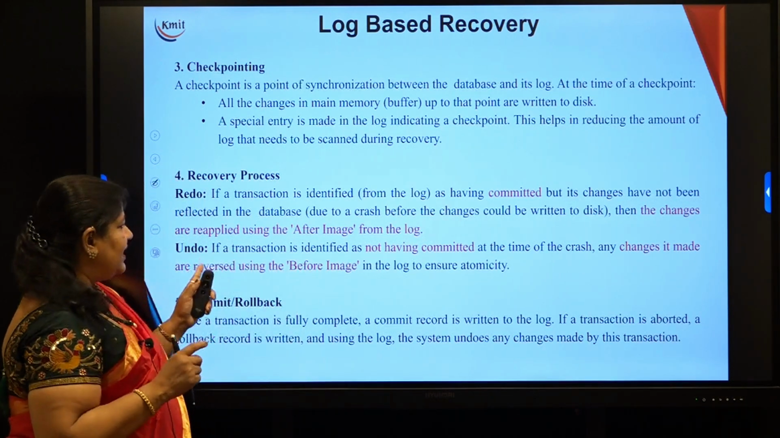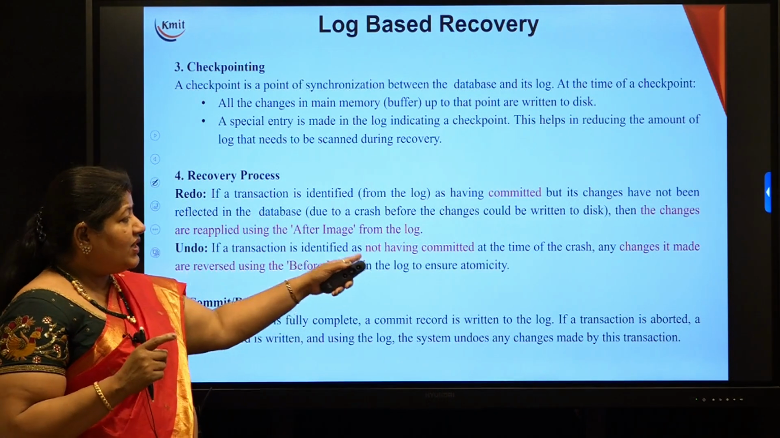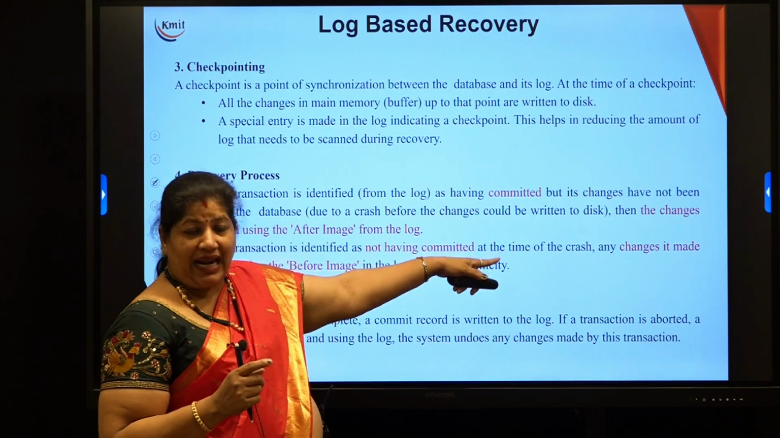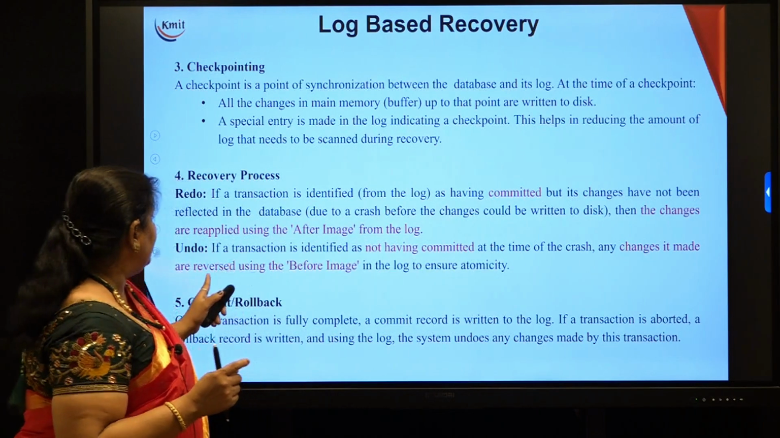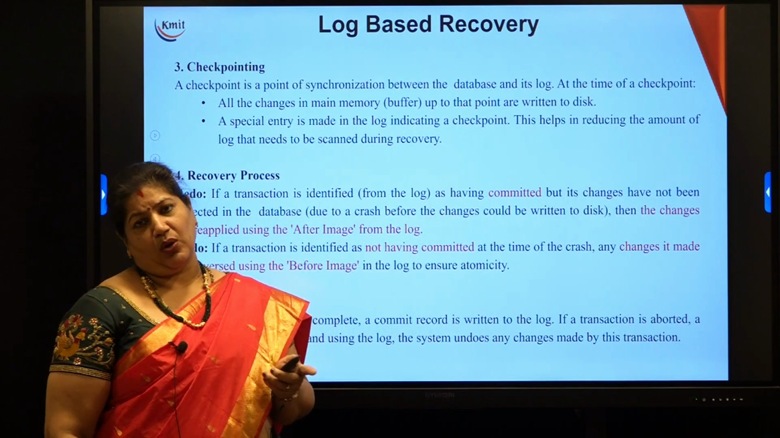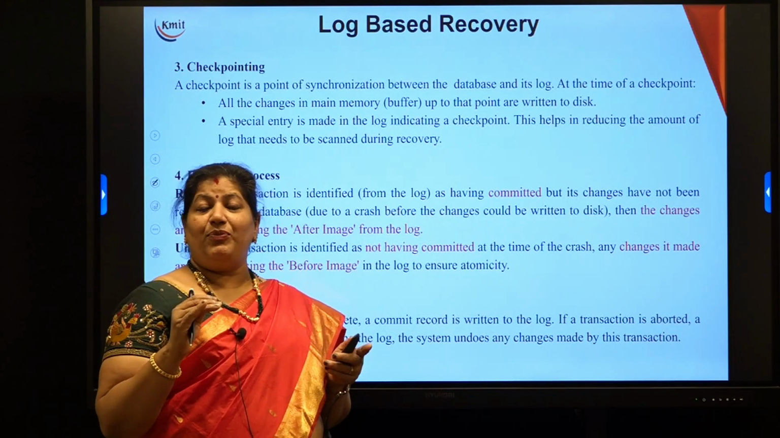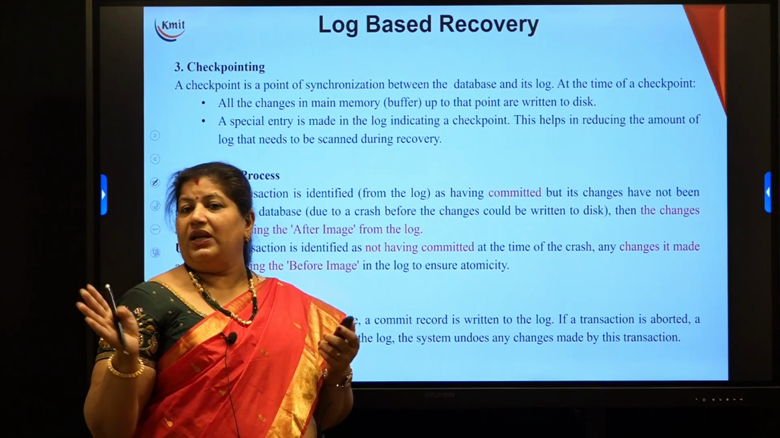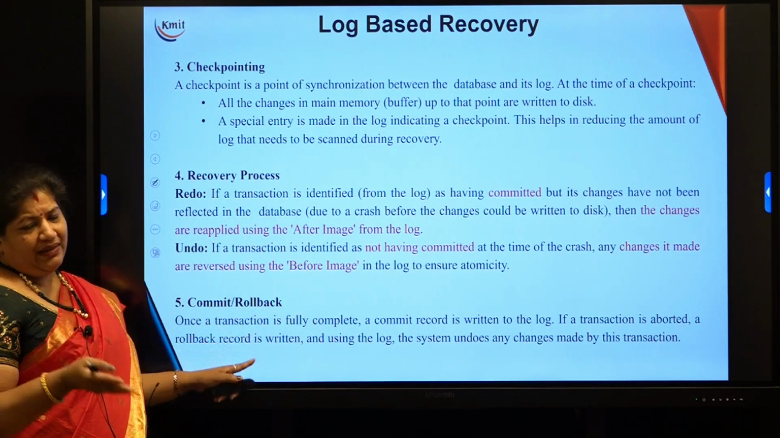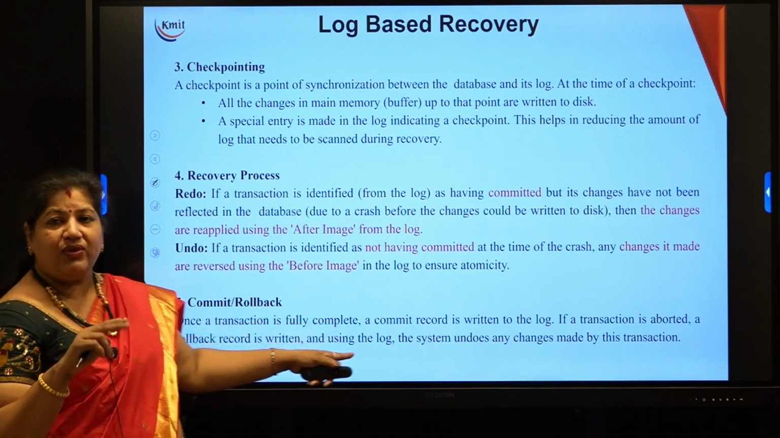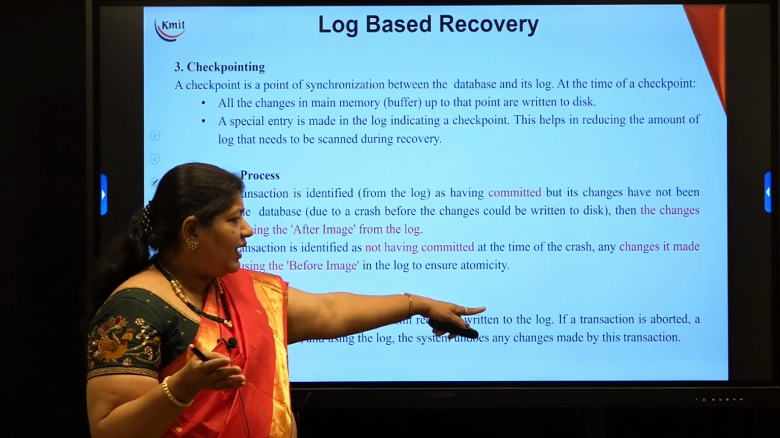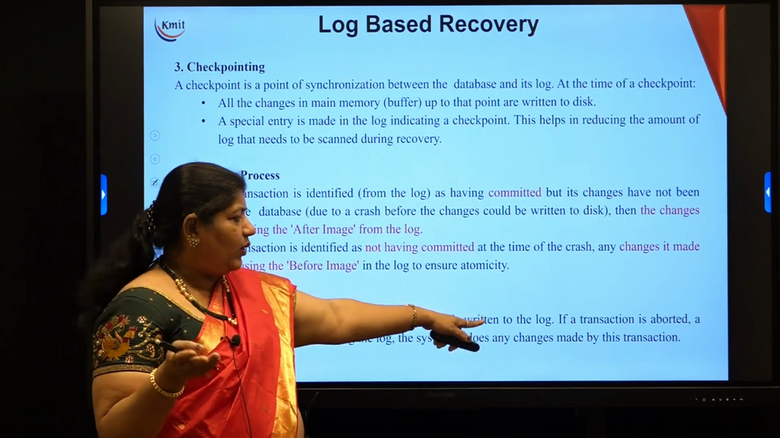Next, undo. If the transaction is identified as not having committed at the time of the crash, any changes it made are reversed using the before image to ensure atomicity. You know that half of them have been done, so it is updated in the database; cancel it, that is, revert back. Finally, commit or rollback, this is again the same. If you have an entry of Ti commit, you have to make sure that all the entries are made permanent, or otherwise durable.